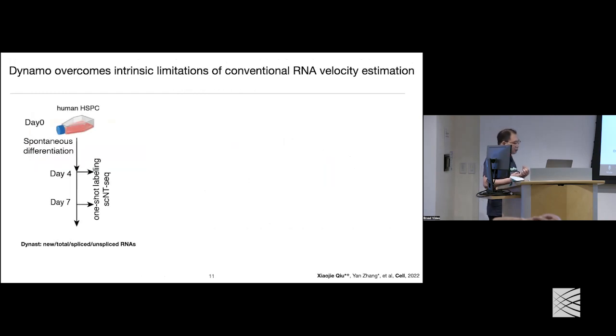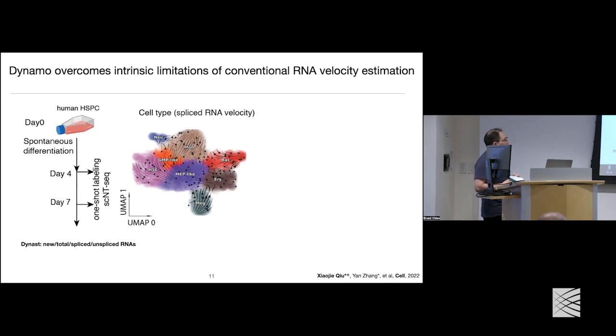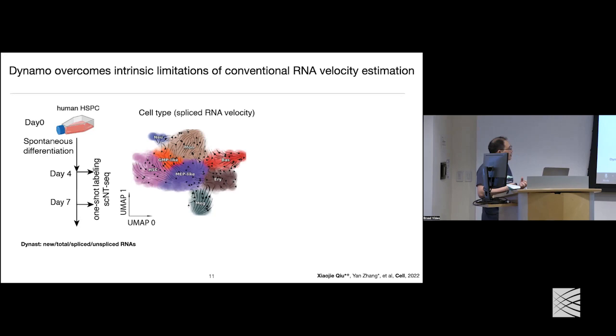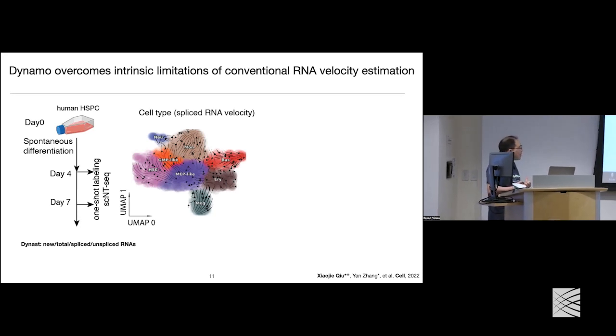So now we're going to also tell you how we can use Dynamo, leveraging the metabolic labeling data, to overcome some intrinsic limitations of conventional RNA-seq velocity estimations. So here we applied the scNT-seq approach to generate a data set of human hematopoiesis, and then we developed this new tool called Dynamo to quantify the new, total, spliced and unspliced RNA for each gene in each cell. And once we have such data, then we can use the spliced and also unspliced RNA to quantify the RNA velocity. Here we actually use the state-of-the-art dynamical model from scVelo to perform the RNA velocity analysis. And you can see the velocity flow is quite messy, and also there are some problematic conditions from the terminal cell lineages, like the megakaryocytes, erythroid, and basophil cells moving backward to the progenitor cells.